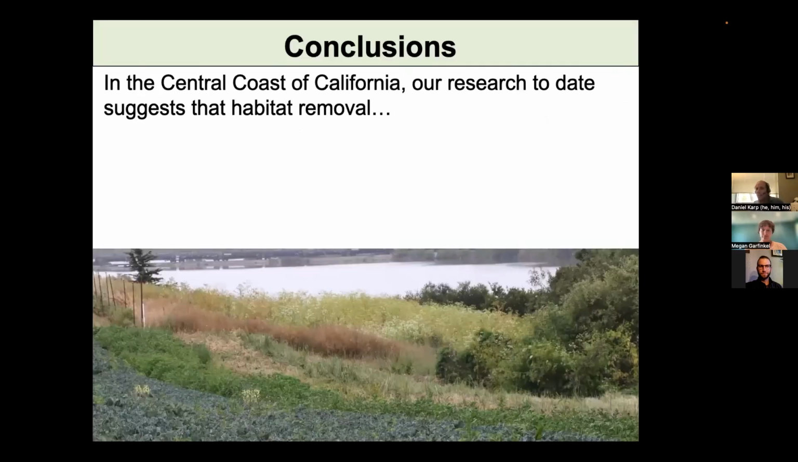So at least in the central coast of California, where we've been working for a long time and studying the effects of habitat removal, what can we conclude?